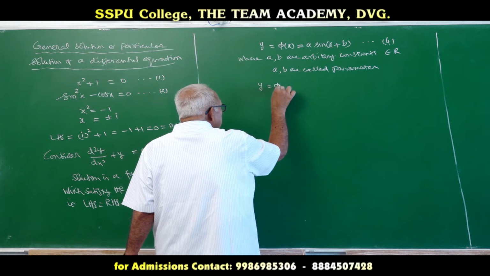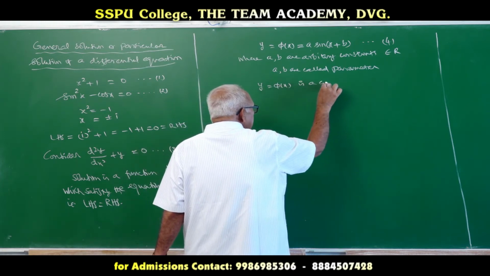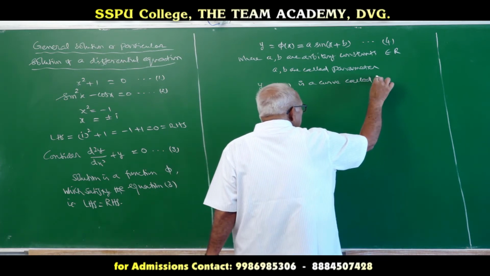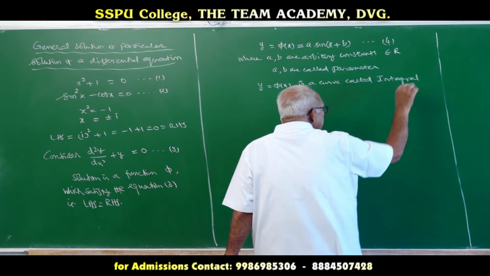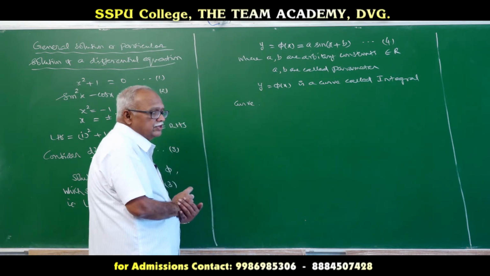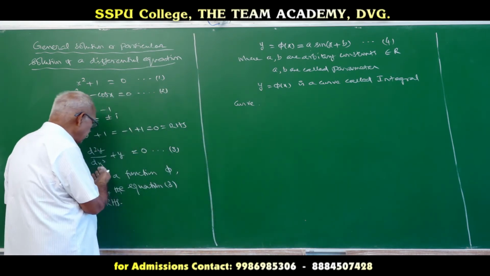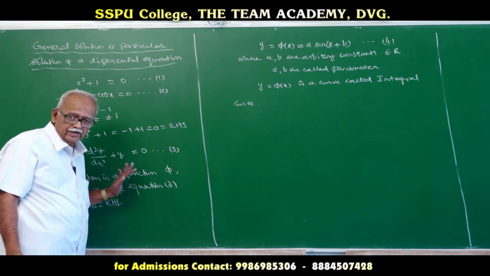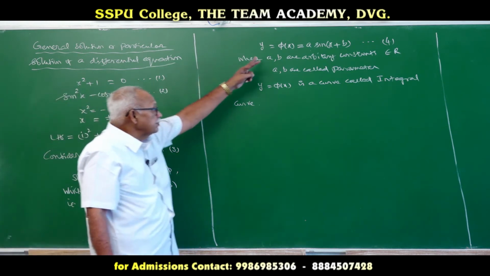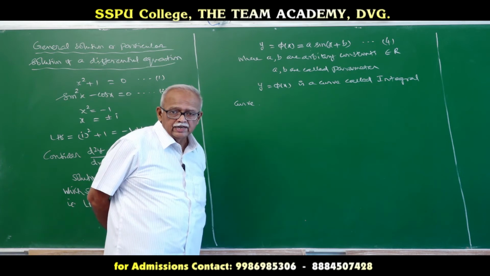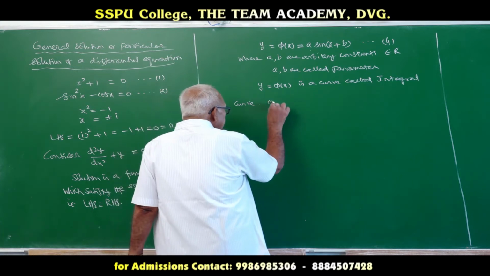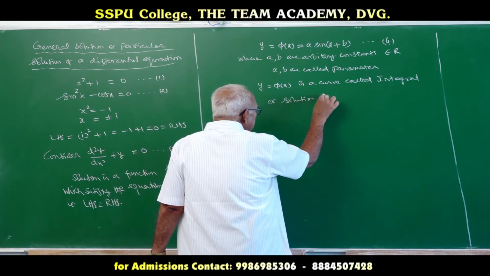This y is equal to phi of x is a curve called an integral curve. So this is a differential equation. If you want to find the solution, we may have to integrate this, then we can find the value of y. Y we are taking as phi of x. Phi of x is called the integral curve, so it is a curve or the solution curve. You can also write that as solution curve.